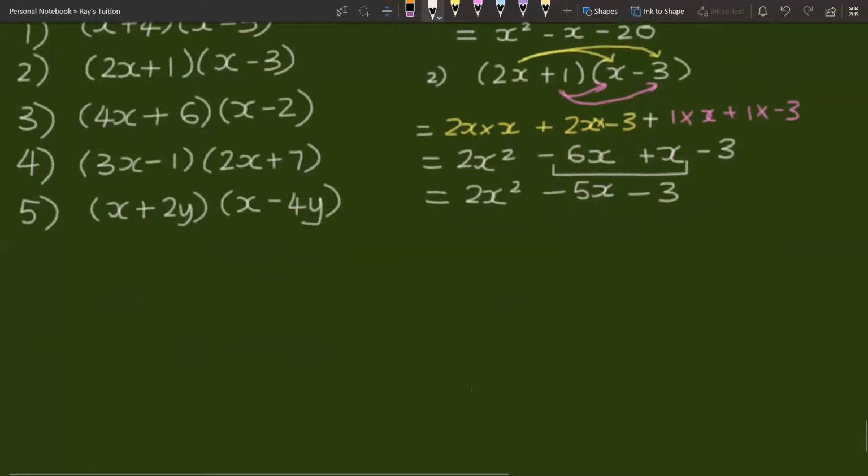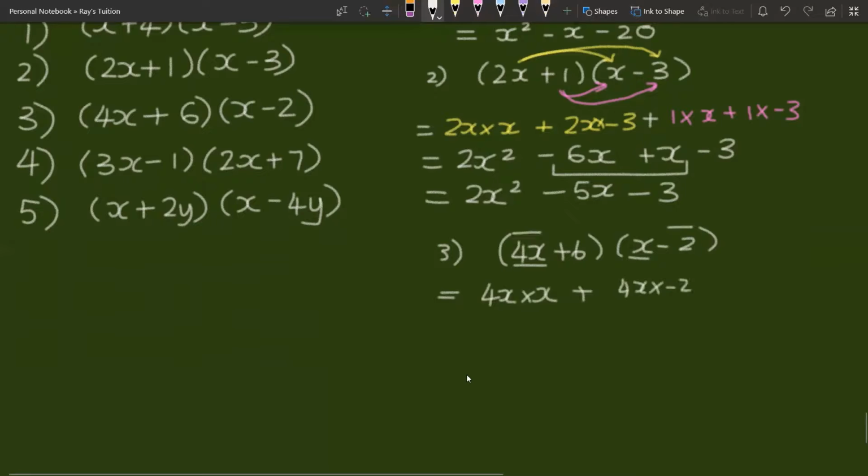Okay, so let's do the third one. So we have 4x plus 6 times x minus 2. I'm going to use FOIL for this one. So the first times the first. So the first term times the first term. So 4x times x plus the outers. So 4x times minus 2. Then the inners. So 6 times x. And then the last, which is 6 times minus 2.